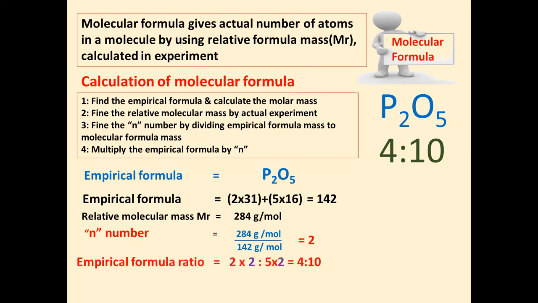Now this n number 2, we multiply with the given values. 2 multiplied by 2 gives us 4, and 2 multiplied by 5 gives us 10. So the ratio of phosphorus and oxygen is 4:10. This gives us the molecular formula of phosphorus pentoxide, that is P4O10.